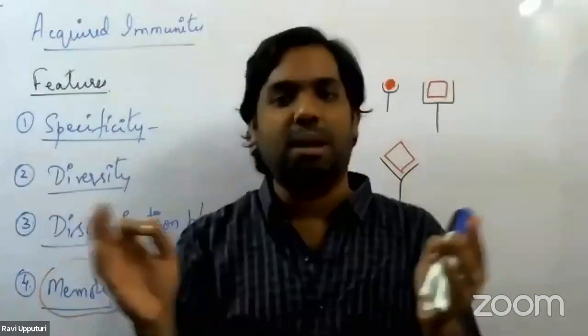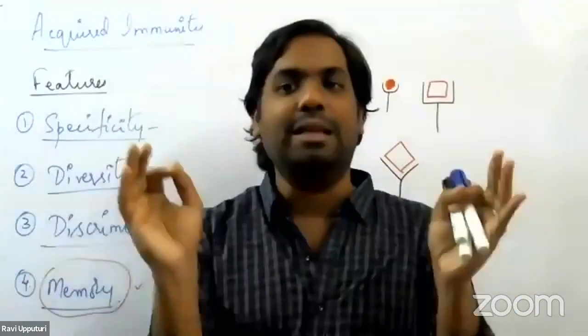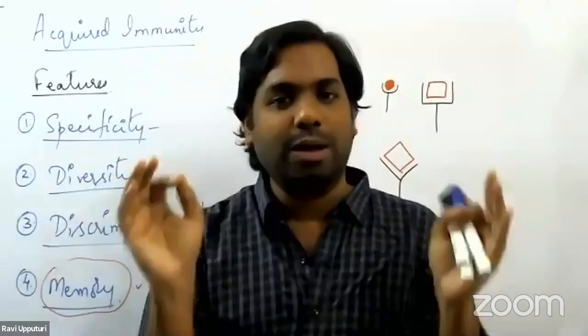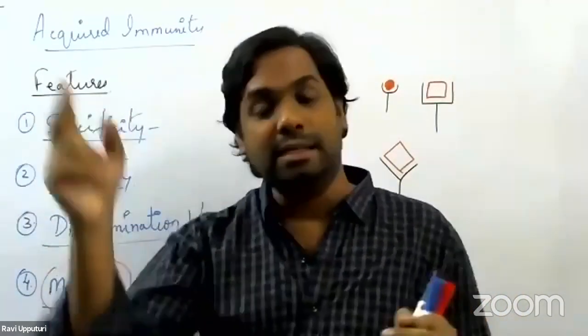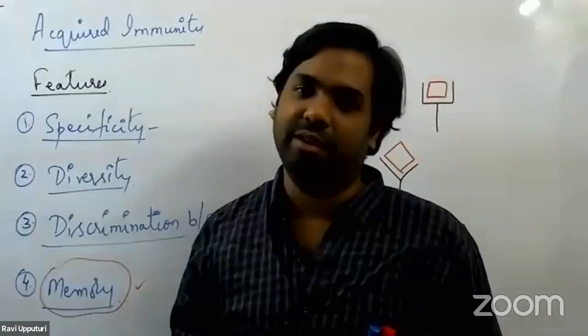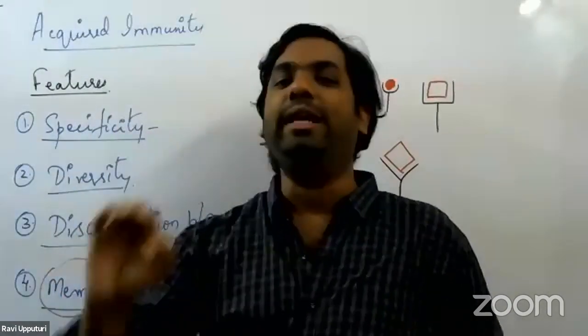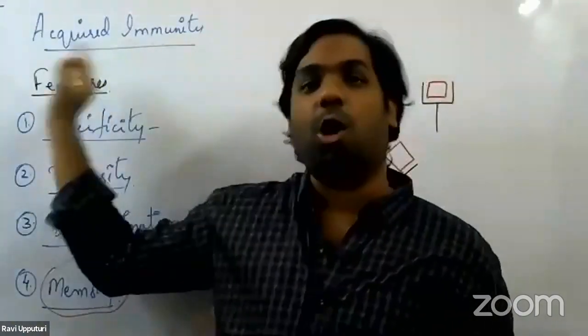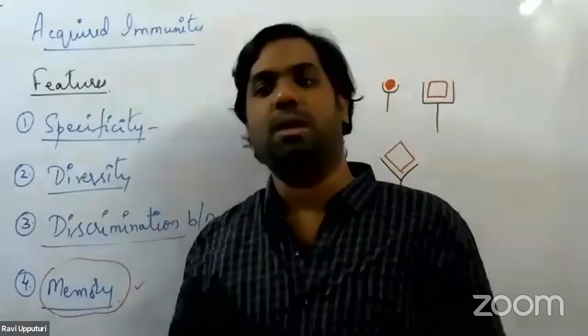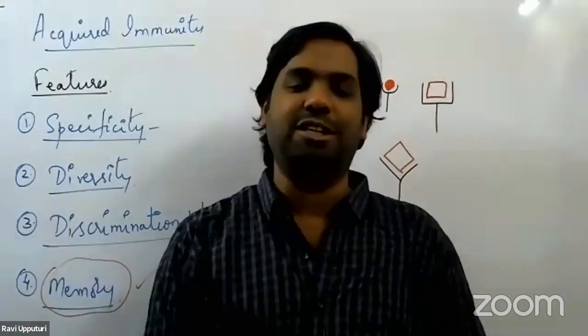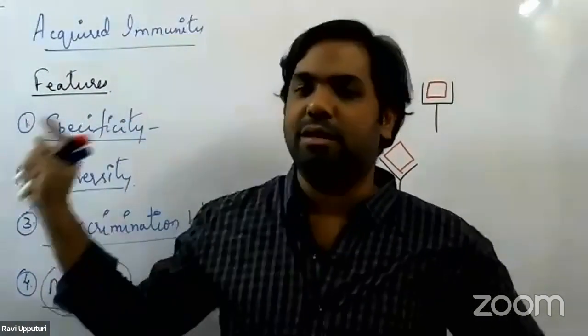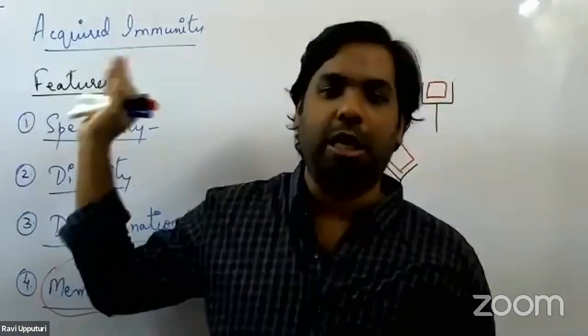Like this, we have some diseases which are seen only once in the lifetime. Why once in the lifetime? Why not a second time? It is again because of these memory cells being present. So one of the unique features of the acquired immune system is this memory. So 4 characteristic features we have seen so far, the characteristic features of the acquired immune system.